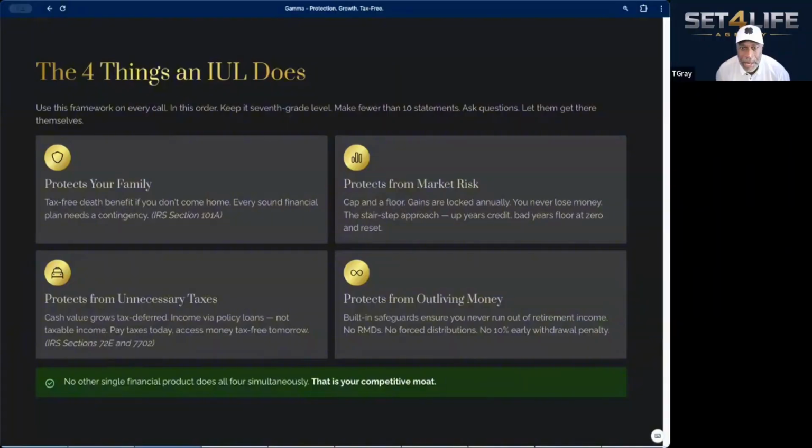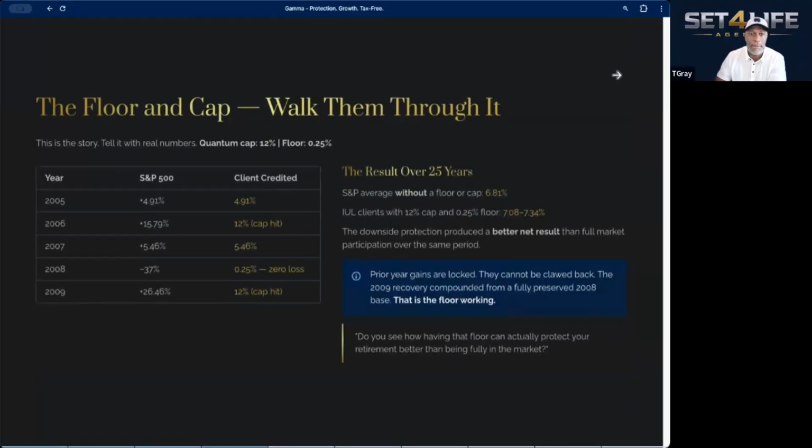Now, the last thing that an IUL does, number four, is it protects you from outliving your money. And that's a very, very serious concept and a very, very big value. There are built-in safeguards to make sure you don't run out of money while you're alive. There are no forced distributions. There's no early withdrawal penalty. It does all four of these things at the same time. And for you as a financial professional, sharing the IUL concept with people, this is what makes you incredibly competitive.